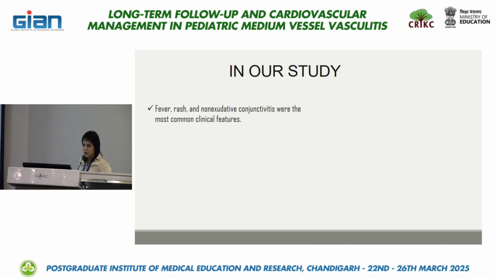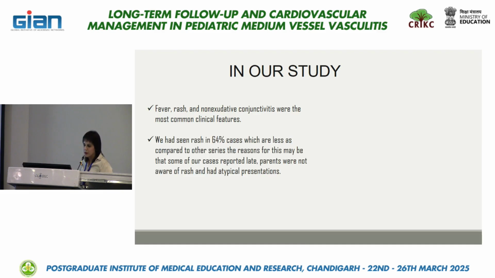So in our study, we found that fever, rash and non-exudative conjunctivitis were the most common clinical features. Rash was seen in 64% of cases, which was less compared with the other series, probably because our cases reported late. Parents were not aware of the rash, it was a fleeting rash, and they had atypical presentations. IVIG and aspirin was given in all our patients.